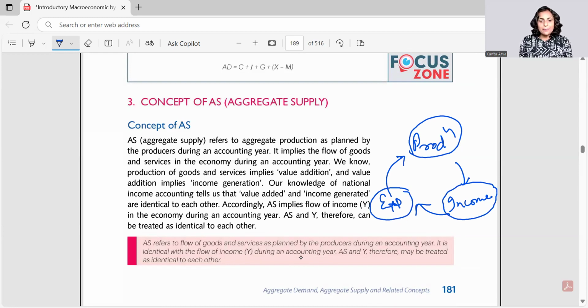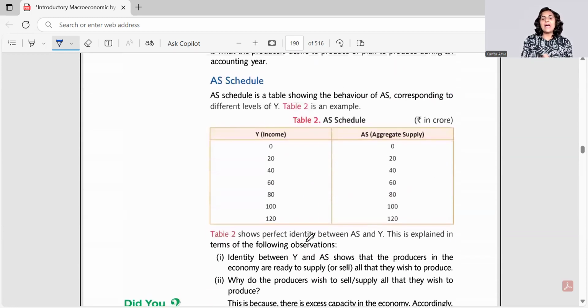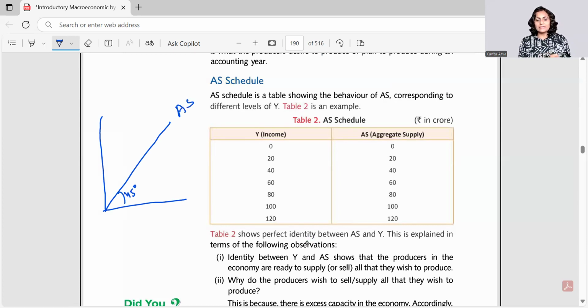So what is aggregate supply? It's nothing but the total production, aggregate production at any point of time, right? And production has to be just equal to income. That's why we find AD and AS. Now we are talking about AS. AS is said to be a 45-degree line, a line of reference, which is equidistant from the x-axis and y-axis always.